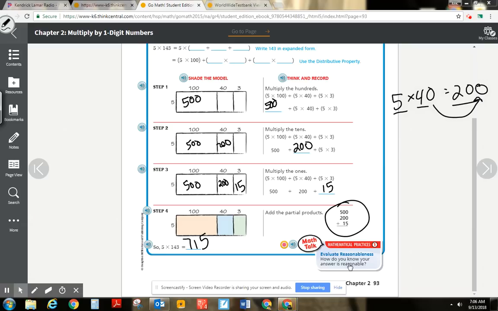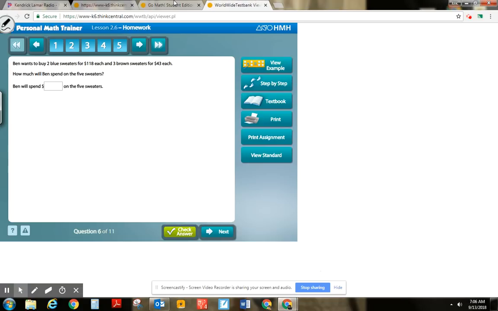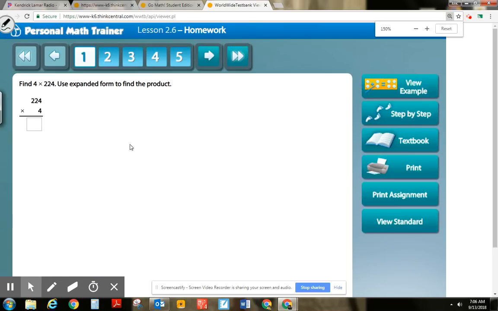So I'm going to go through a couple of problems with you and show you how to show your work kind of by yourself. All right, so this first problem: 4 times 224. Use expanded form to find the product. All right, so what we're going to do is we are going to blow up the 224 using expanded form. So we're going to do it by place value. 224. You notice how I always line up my place value.